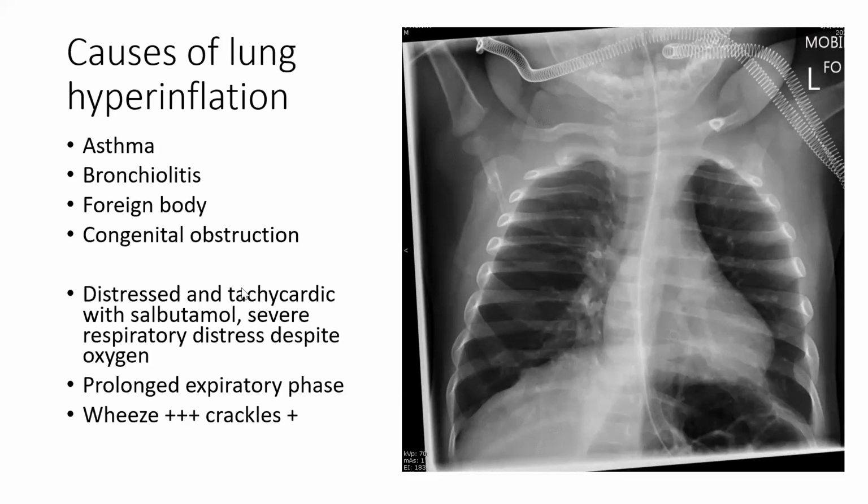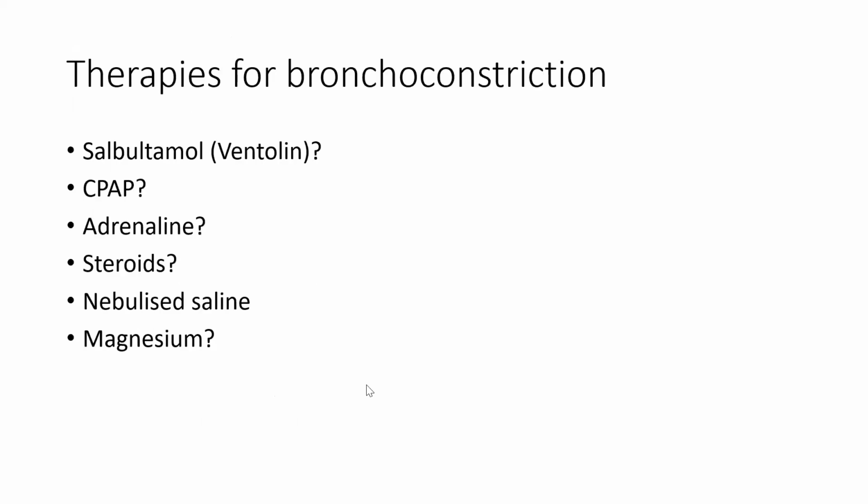But as I said, this child became very distressed and tachycardic with salbutamol and had severe respiratory distress despite giving oxygen, had lots of wheezes and crackles. So what else could you do? Well, salbutamol caused tachycardia. Someone suggested before CPAP. That can be useful in babies who've got severe bronchiolitis. Someone suggested adrenaline. Benji, you suggested adrenaline.